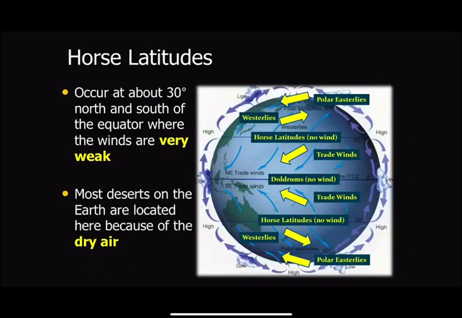Horse latitudes. These occur at about every 30 degrees north and south of the equator, where winds are very weak. Notice the horse latitudes in the picture at your right. This is also a very dangerous place for sailors to be caught. Horse latitudes receive their names because oftentimes sailors would throw their horses overboard to save on water in hopes that they would reach their destination. Most of the deserts on Earth are located here because the air is so dry.